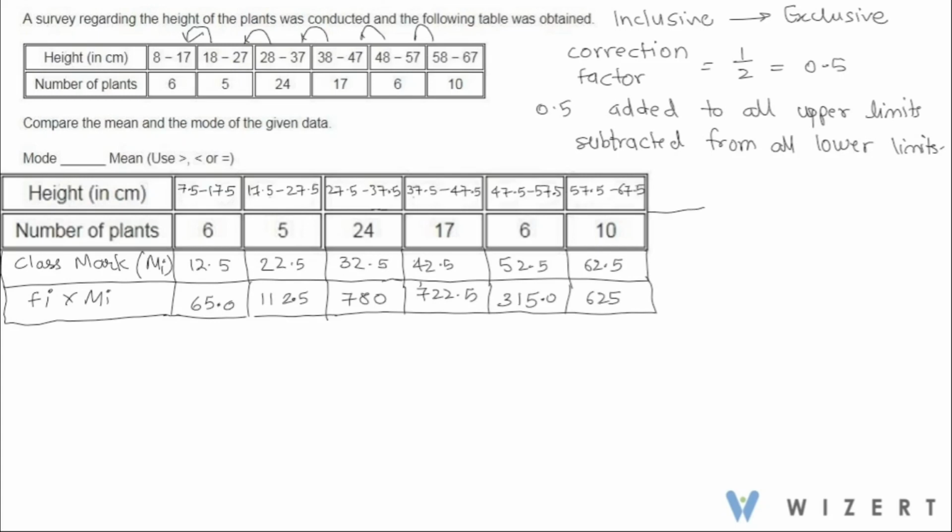And the total of frequencies: 6 plus 6 is 12. 12 plus 24 is 36. 36 plus 10 is 46. 17 plus 5 is 22. 46 plus 22 is 68. So now let's calculate mean and mode to compare them.